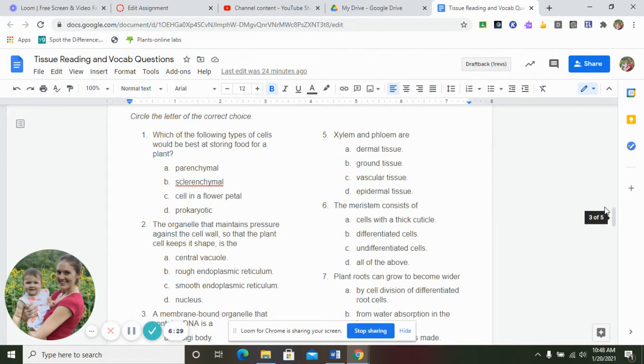Okay. Moving on, we have some multiple choice questions. So number 1, which of the following types of cells would be best at storing food for the plant? The correct answer there would be A, parenchymal. Number 2, the organelle that maintains pressure against the cell wall so that the plant cell keeps its shape is the central vacuole. That is A. I'm going to hop over here since we can see these 2 questions. So number 5, xylem and phloem are C, vascular tissue. And 6, the meristem consists of undifferentiated cells. C again.